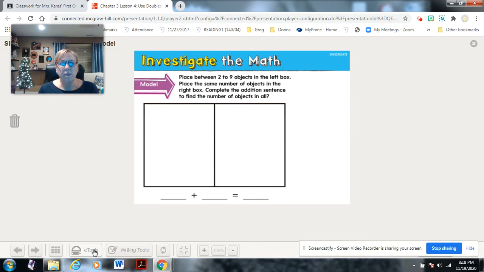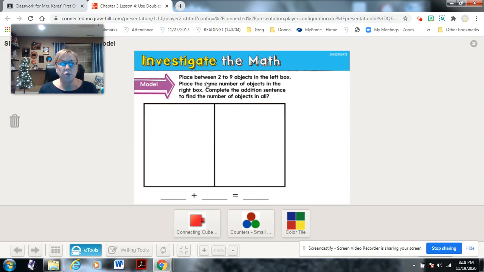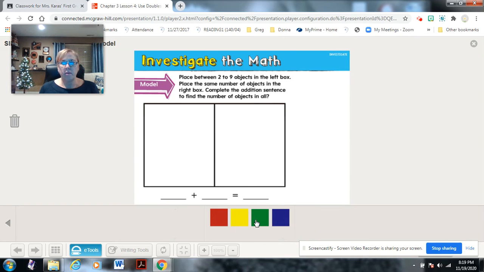This one they would like us to place between 2 and 9 objects. Now, when you say between 2 and 9, they mean not 2, but 3, 4, 5, 6, 7, 8, because 9 is not included. They want the numbers that are between them. So let me think of a number that I could, let's try 4. I'm going to pick a tile because we have 4 green tiles on this side, the same number of objects. And then I want to put 4 blue on this side.